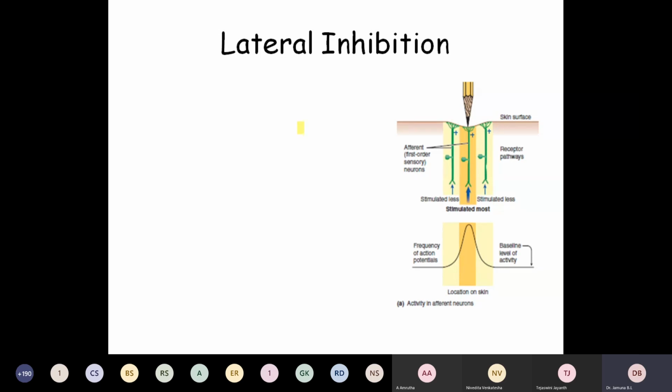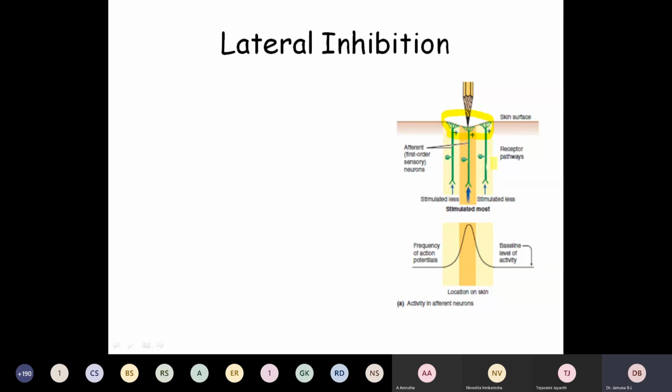So what do you mean by lateral inhibition? Suppose this pointed object is touching a particular part of the skin. There are receptors present. Here there are 3 receptors, and these 3 receptors are getting stimulated by this object.